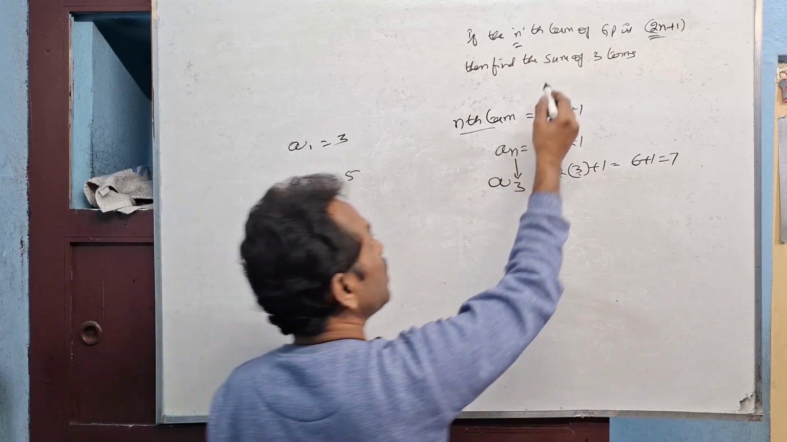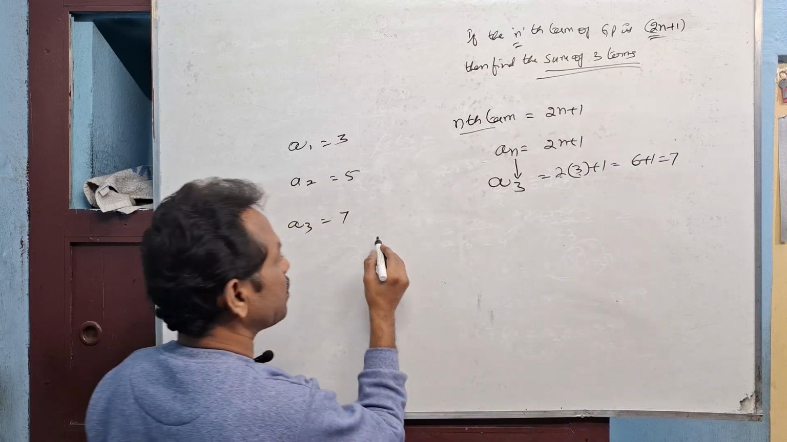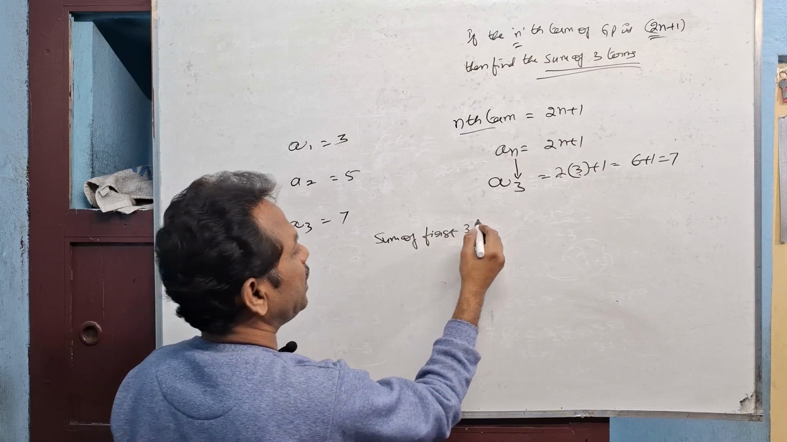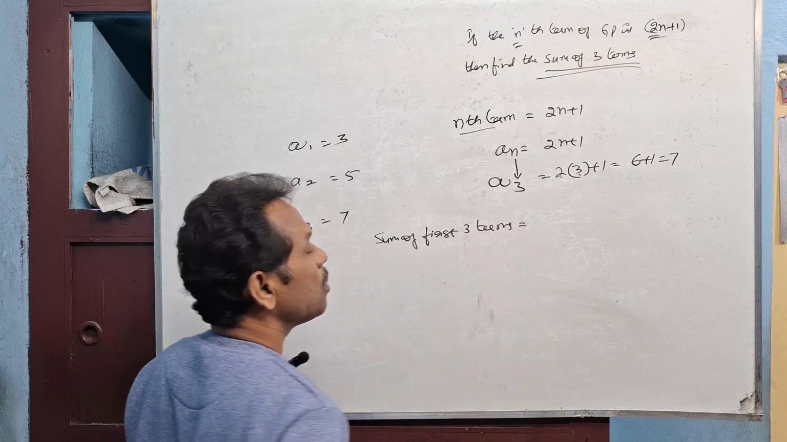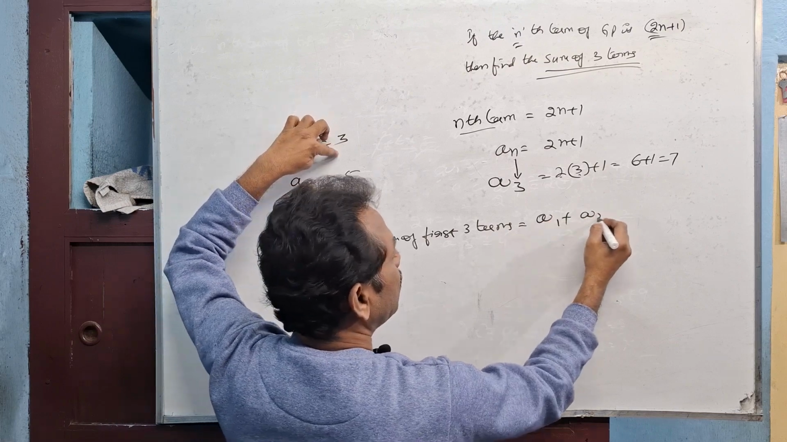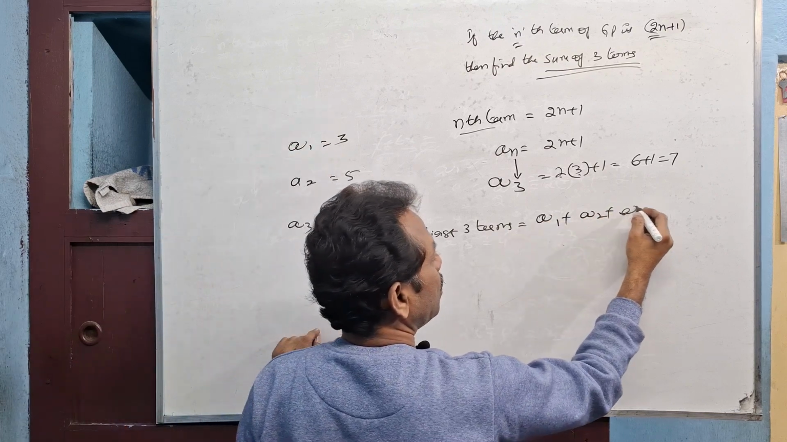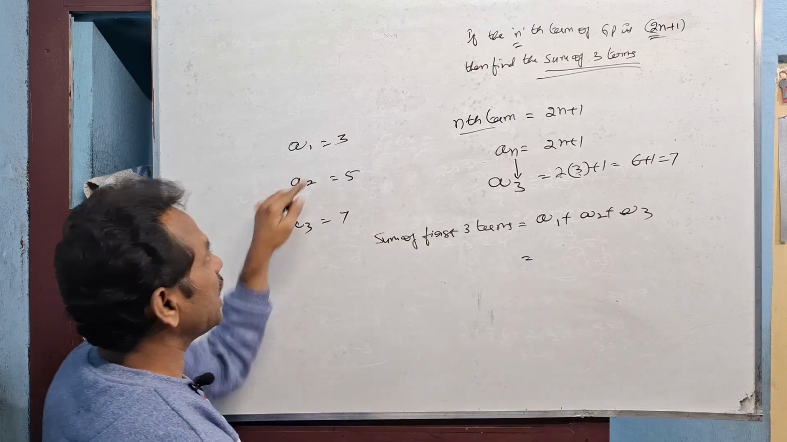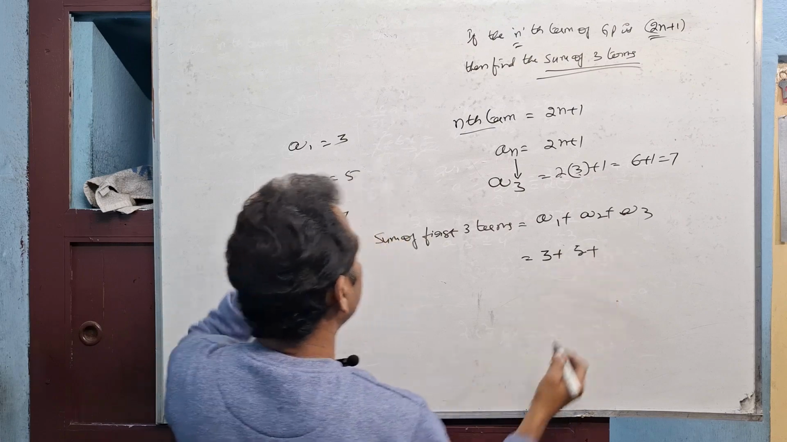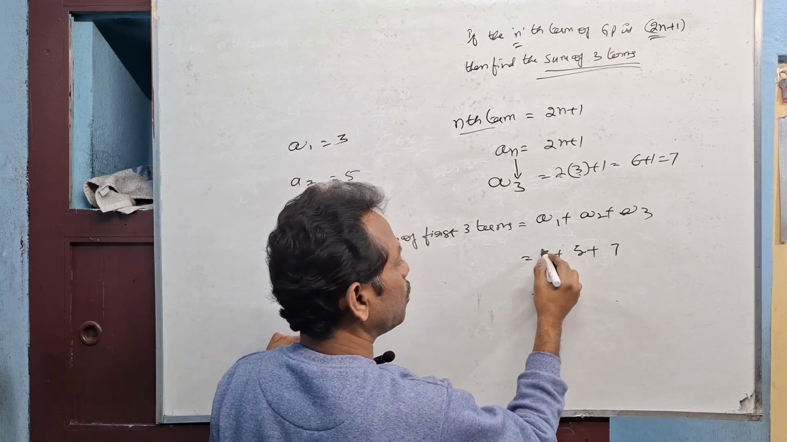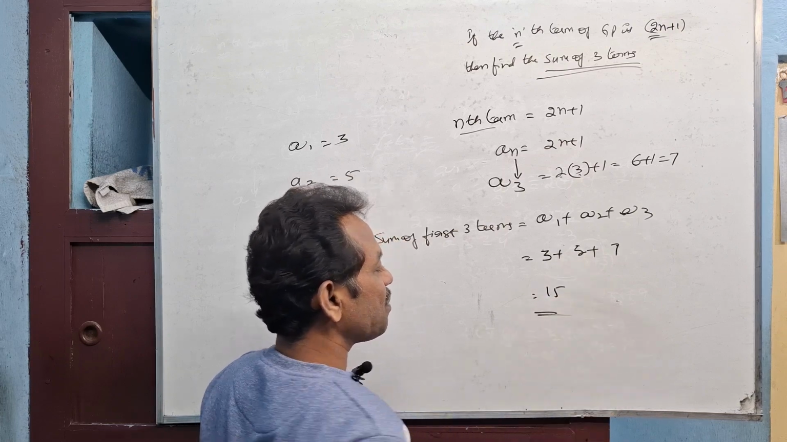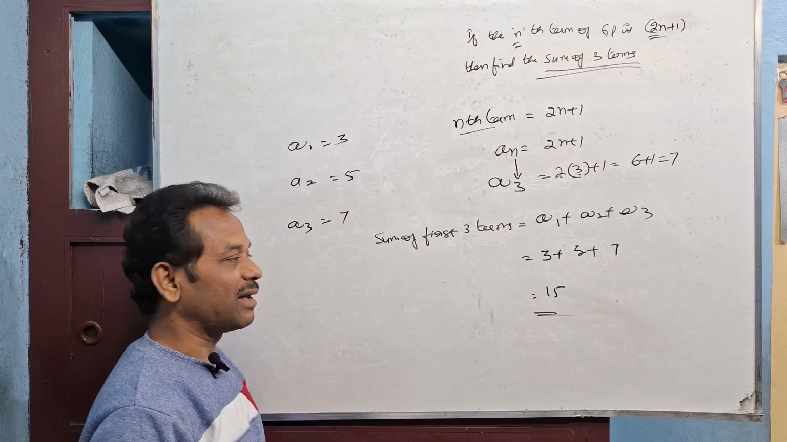Now my question is, I want the sum of first three terms. So the sum of first three terms equal to, here the first term is a1, the second term is a2 and the third term is a3. So let us put the values. a1 is 3 plus a2 is 5 plus a3 is 7. So 3 plus 7 is 10. 10 plus 5 is 15. So hope you all got the correct answer.